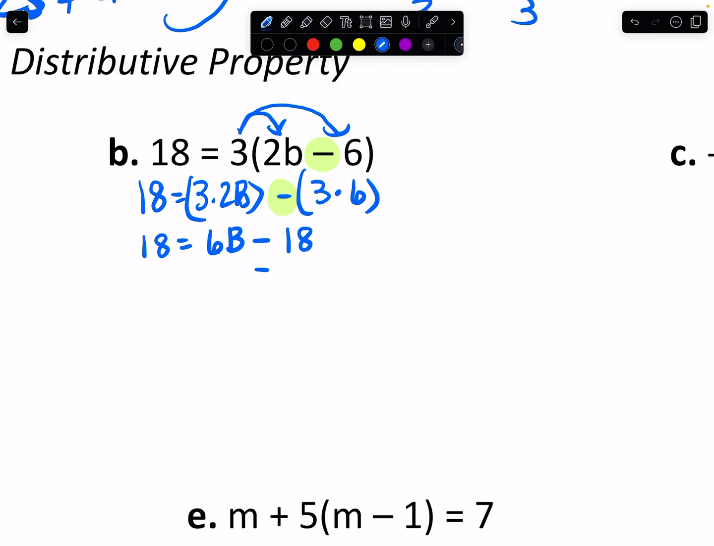We're going to use our inverse operation. What we do to one side of the equal, we do to the other. I got 36 equals 6b. Divide both sides by 6. Inverse operation. B equals 6.